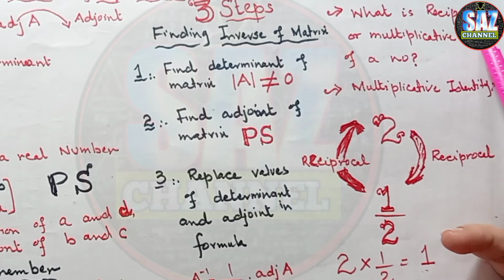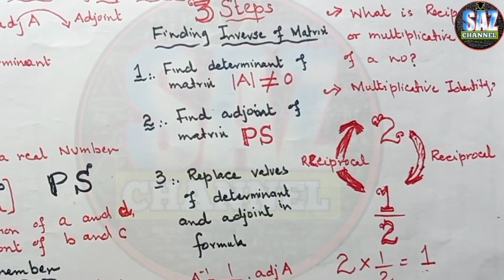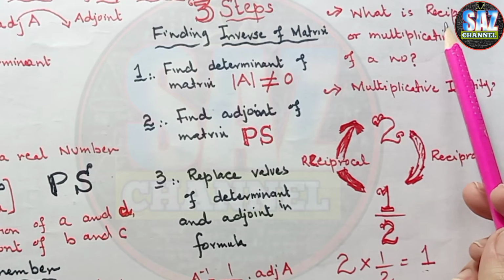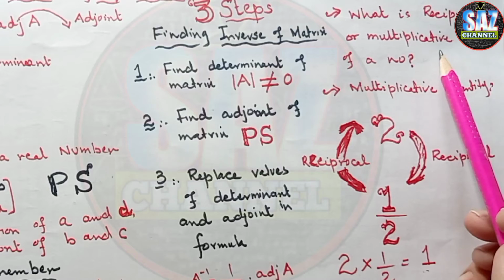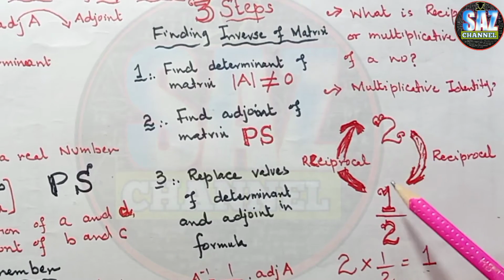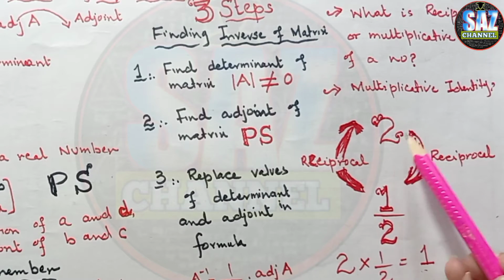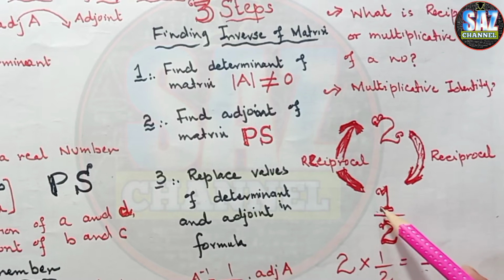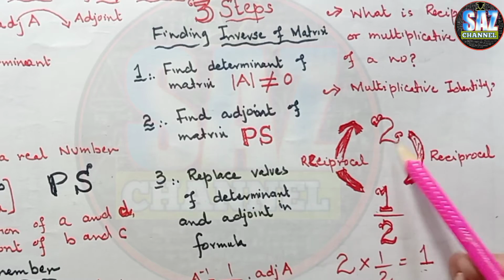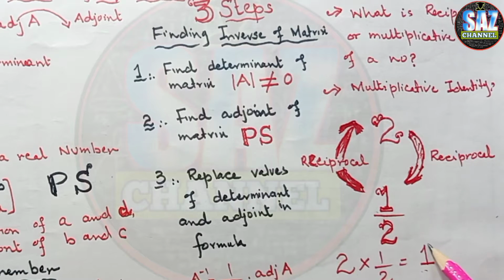I always ask my students to integrate the previous concepts with the new concepts so that learning becomes easy for you. We are well familiar with the term reciprocal or multiplicative inverse of a number. Suppose we have a number 2 and we are multiplying it by 1 by 2, the answer comes 1. So 2 is the reciprocal of 1 by 2, or 1 by 2 is the reciprocal of 2, that when we multiply 2 by 1 by 2, the answer will come 1, which is the multiplicative identity.